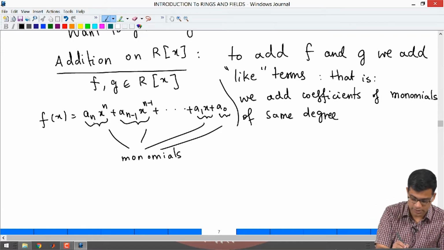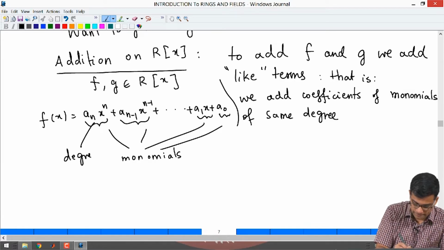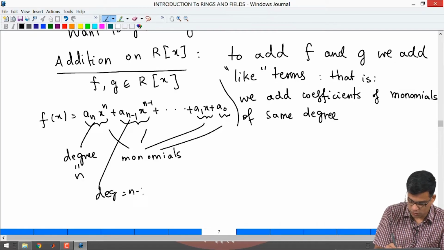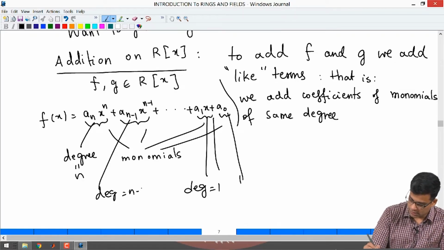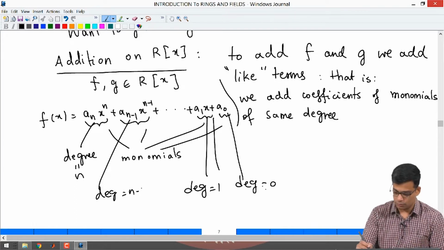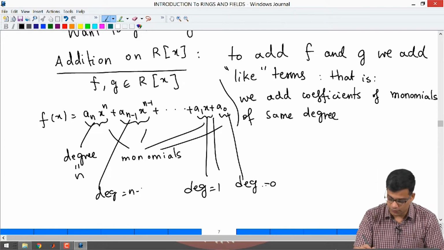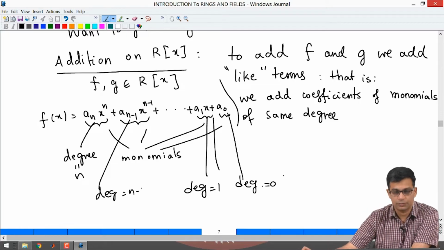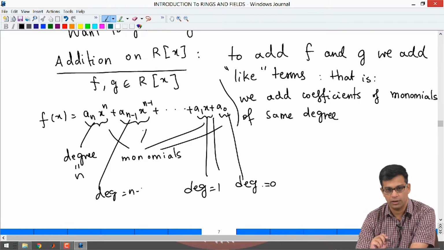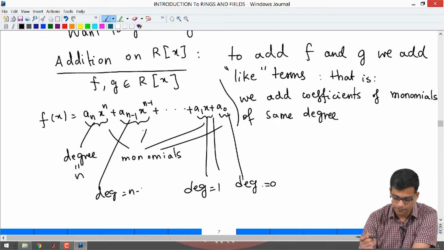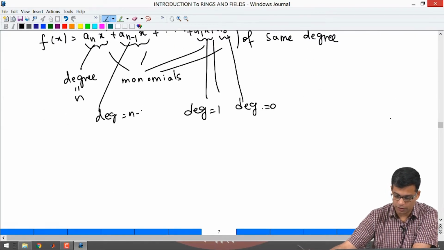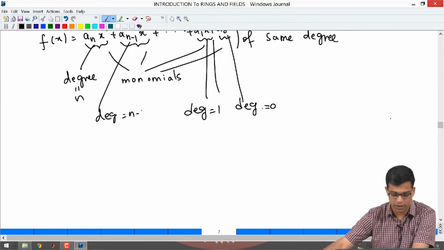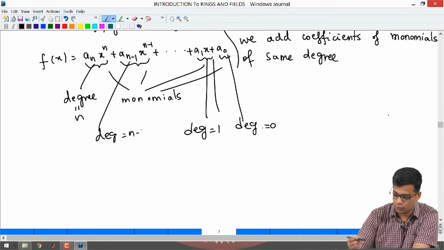And what is the degree of a monomial? This degree is n, this degree is n minus 1, this degree is 1, this degree is 0. Remember, degree simply stands for the exponent of x. So each monomial has a degree to it and we add coefficients of monomials of same degree. It is actually very easy to understand this, so I will just give you an example.